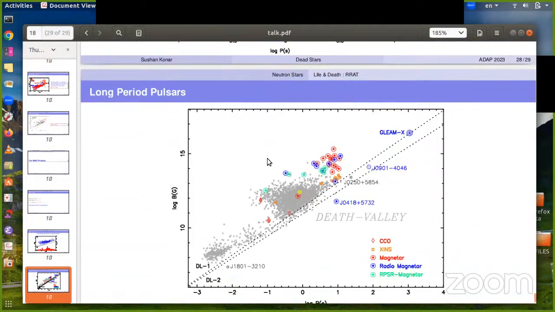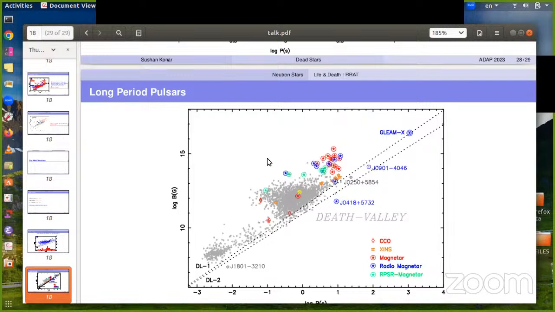So a very tempting explanation is that they are evolutionary products of maybe magnetars, maybe just high magnetic field radio pulsars. Our calculations, at least at this point in time, suggest that they are coming from high magnetic field radio pulsars, not magnetars, but who knows? The data is not yet large enough.